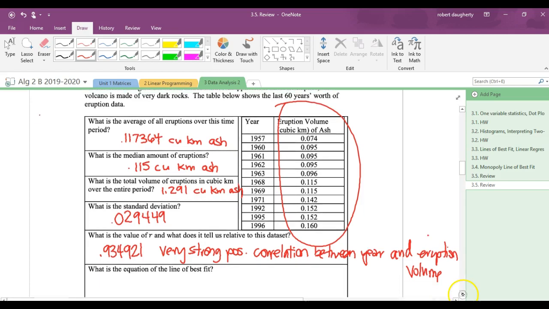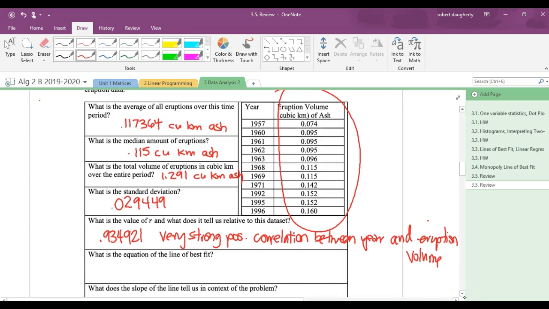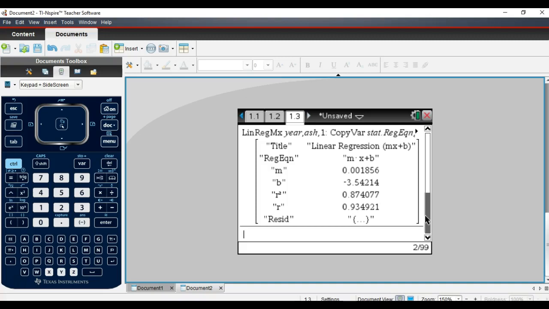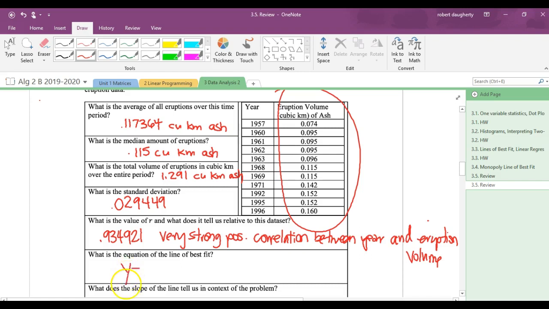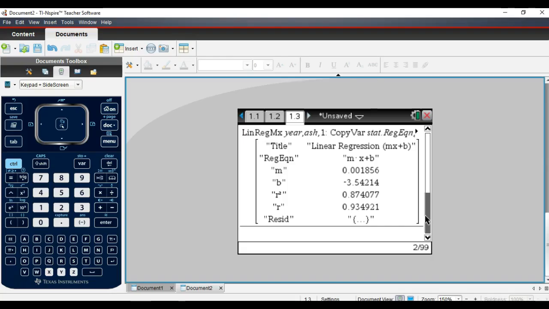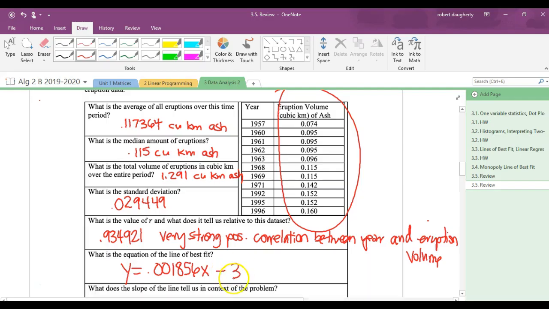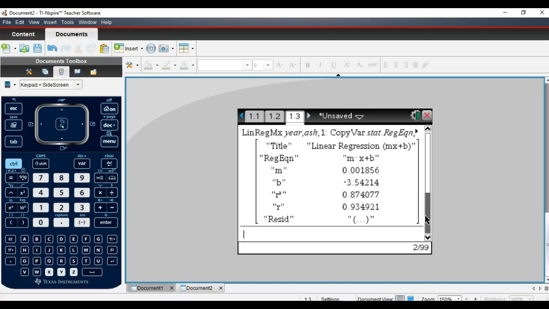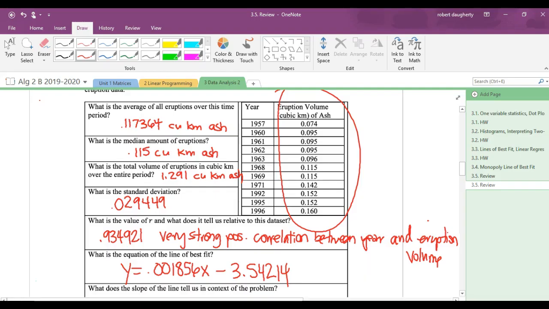Okay, what is my equation line of best fit? Okay, so the equation line of best fit is y equal mx plus b. So y equal 0.001856 x, and b is going to be minus 3.54214. People ask, do I need to round this off? No, it doesn't cost you any money to write down what the calculator found. So just write everything as is, carry all the places, and that should be good.